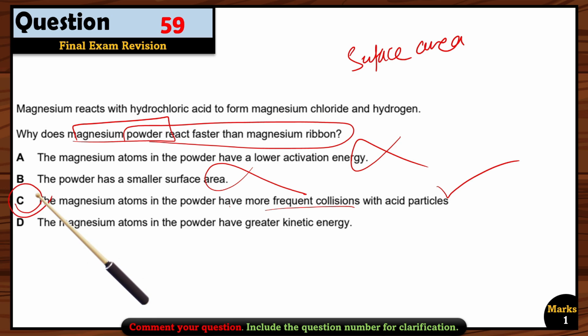So if you are increasing the concentration or increasing the surface area, the reason behind the increase of the rate of reaction is actually the greater number of collisions. More collisions result in a higher rate of reaction in terms of concentration, surface area, and also pressure. But for temperature and catalyst, the reason is different. We will see that. So option C is the right option.